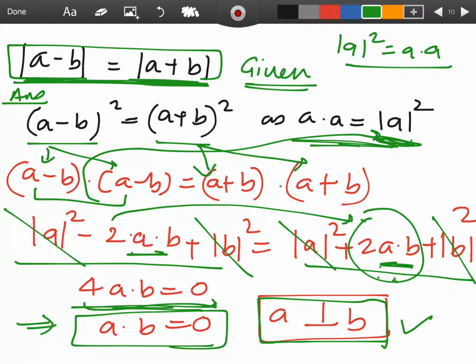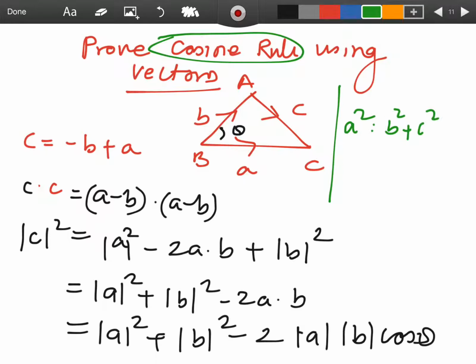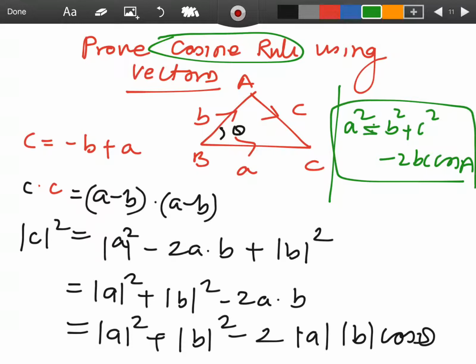So generally a lot of times this kind of questions are assessed. Giving you another example of this identity, let us say proving cosine rule using vectors. So you must be knowing what's cosine rule. Generally, we study in IGCSE that a squared is b squared plus c squared minus 2bc cos A. So this is the general definition that we learned in IGCSE.